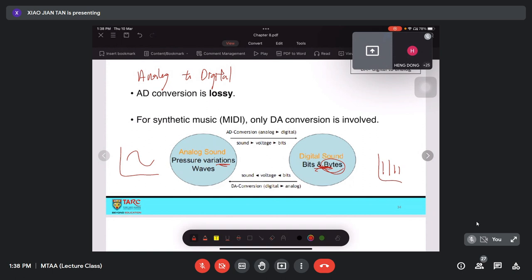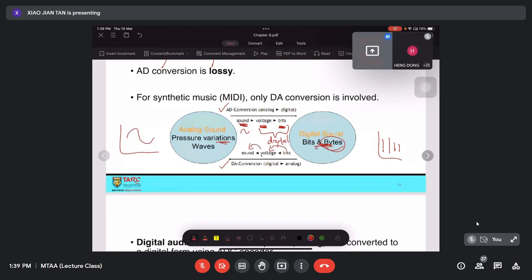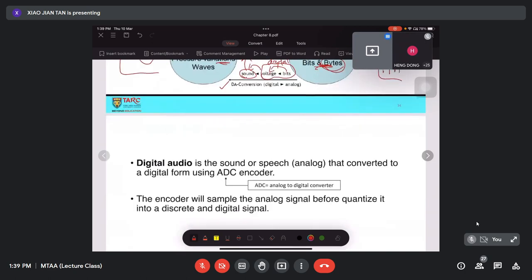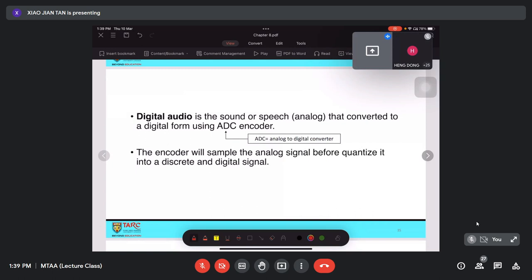So this would be the AD, which means analog to digital conversion, and DA, digital to analog conversion. You have your sound wave, which is a continuous waveform, converted to voltage, and then forms the bits. This would be the digital. And for this one, you have bits converted back to voltage and converted back to sound. So these two are digital, and this is analog. Okay, so this is quite simple.